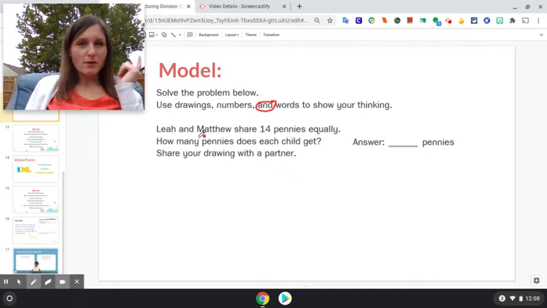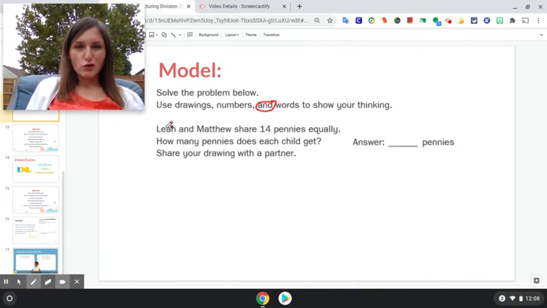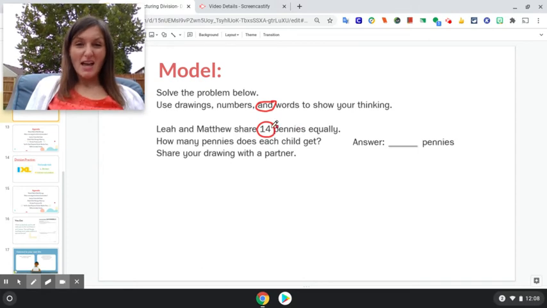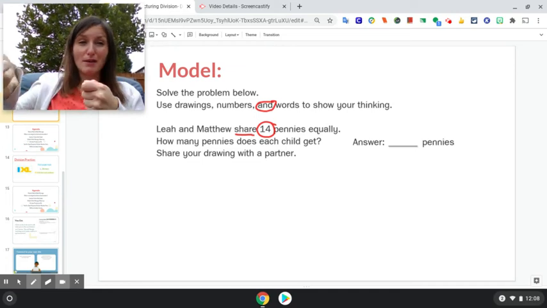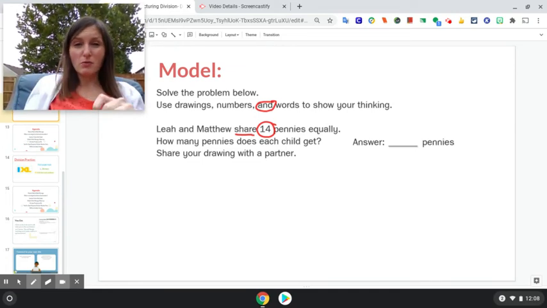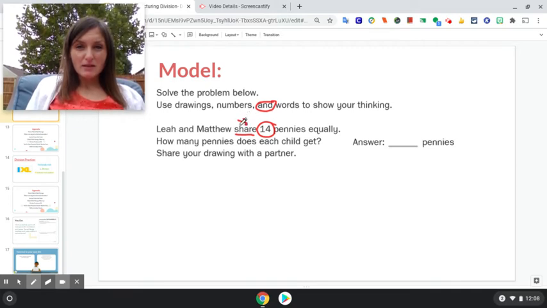Okay, so the important thing here is to show what numbers I know. I see there's 14 pennies. And what am I doing with those 14 pennies? Well, it says to share them. What does it mean to share? That's right. I have something and I'm giving you one, then I'm giving you one, then I'm giving you one. So that means I am dividing.